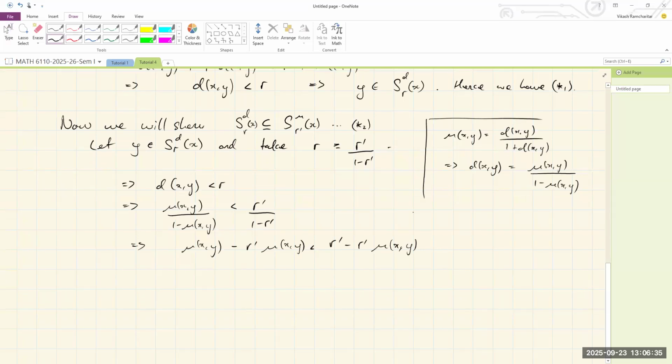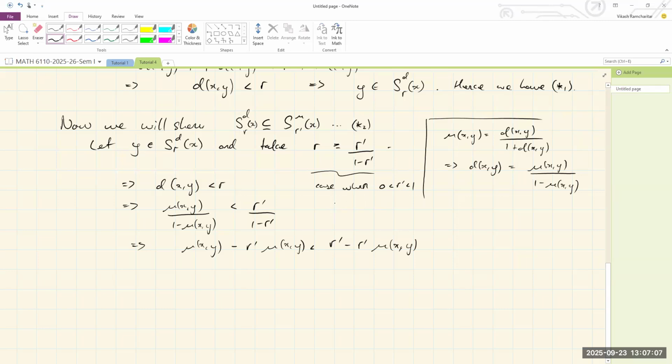Okay, and of course, all of this is the case when 0 is less than r prime is less than 1. Okay, and for the case where r prime is bigger than or equal to 1, I'll leave you to fill in that case. That's a one-line case.